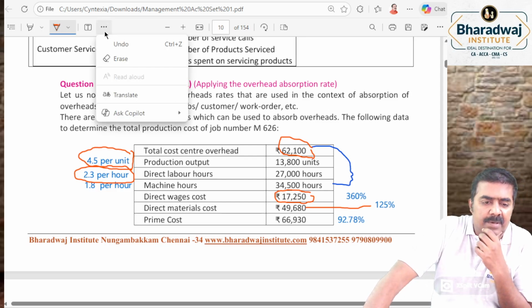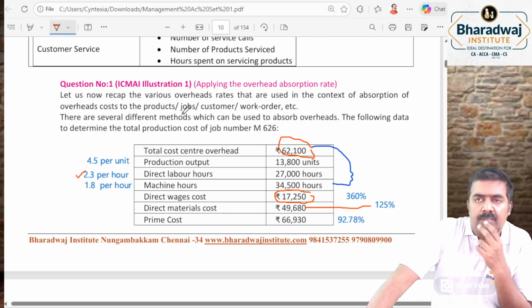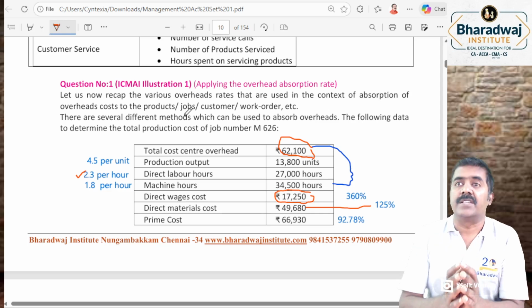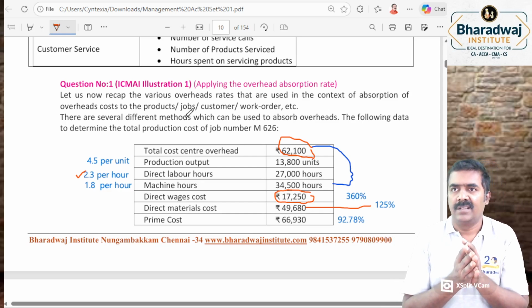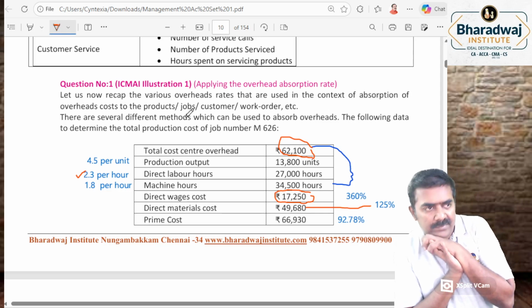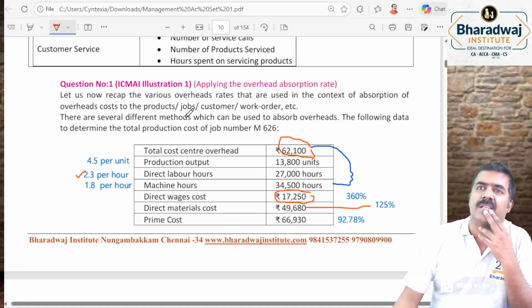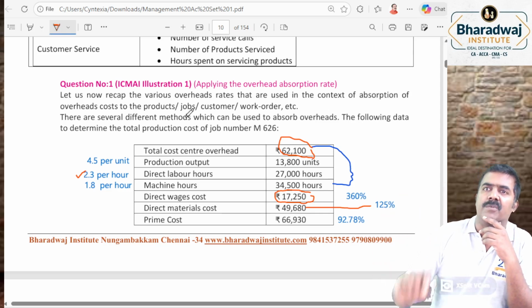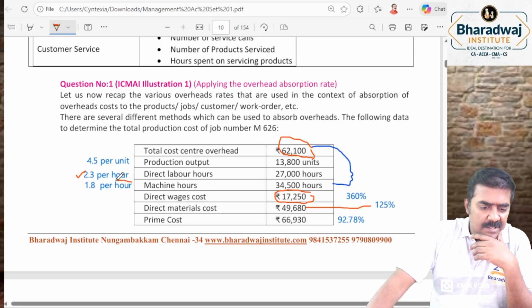When will I charge overheads based on labor hours? Simple. Here the work completion depends not on material, not on machines, but on the number of workers working. When will the work be completed? Based on workers. Time devoted by workers, so you charge overheads based on labor hours, like cutting, carving, polishing, woodwork, painting work. All these things you can do based on labor hours.